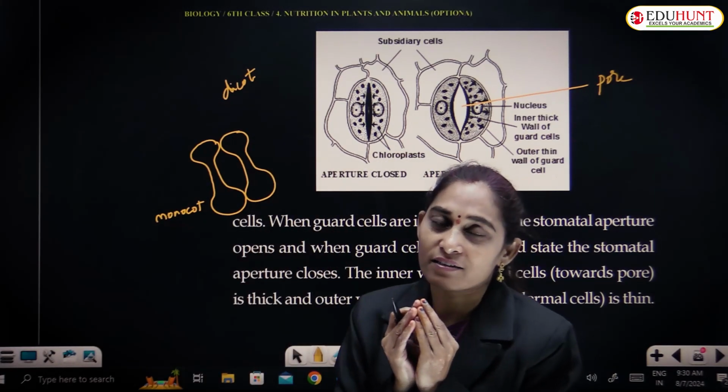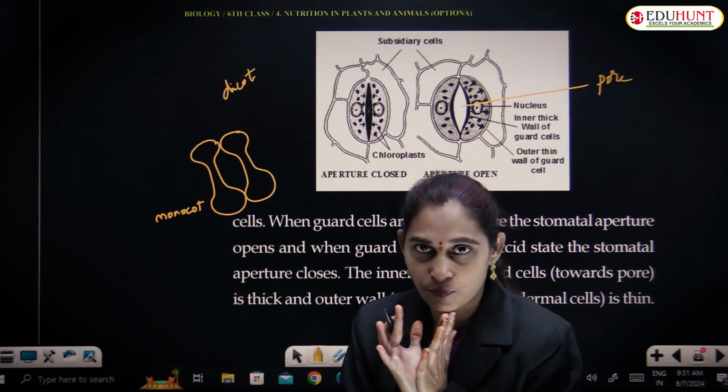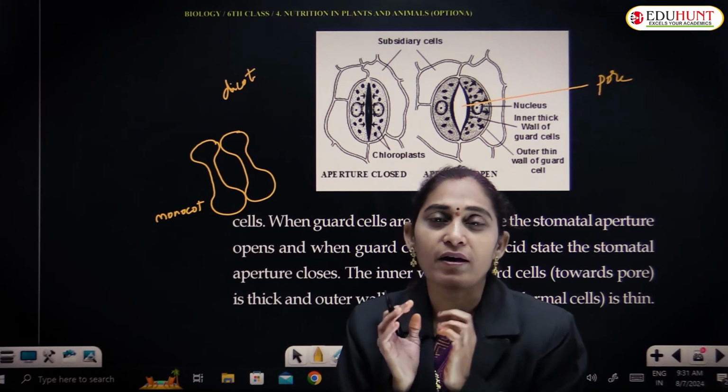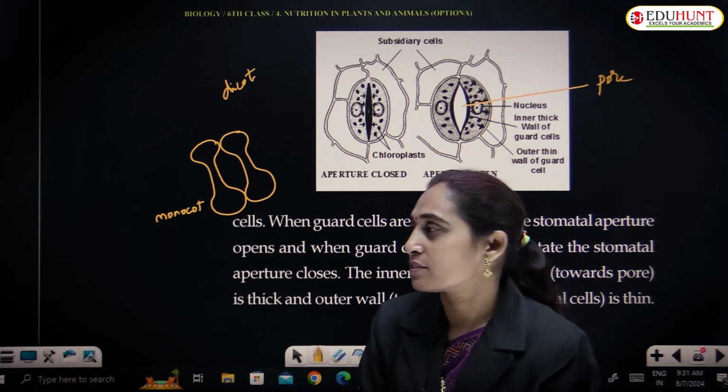When the guard cells are in turgid condition, they will expand and open the pore. When they are in closed position, the cells become flaccid.